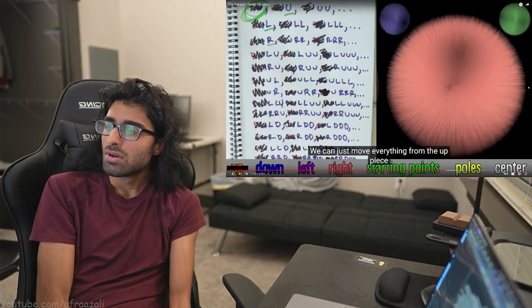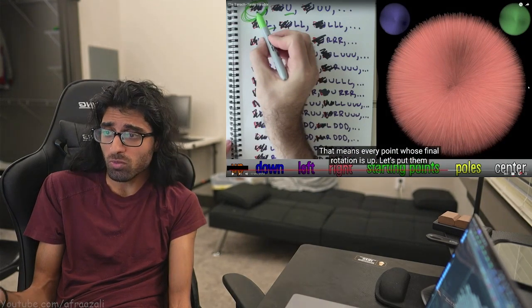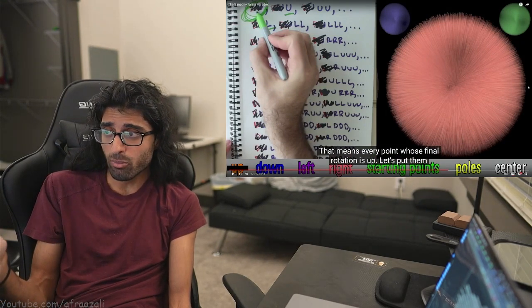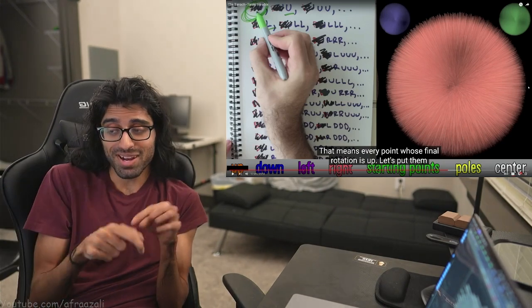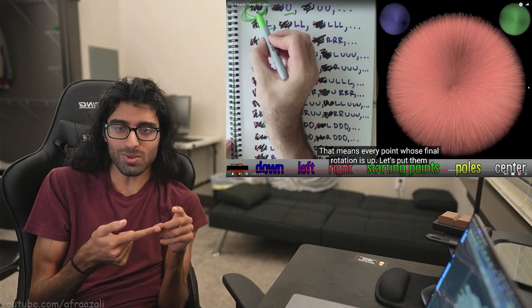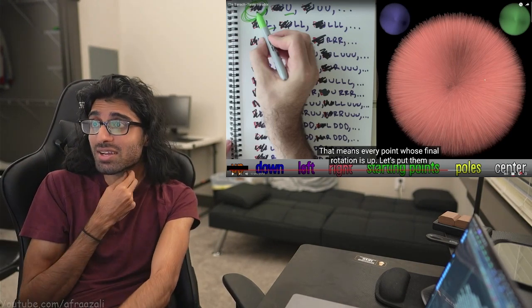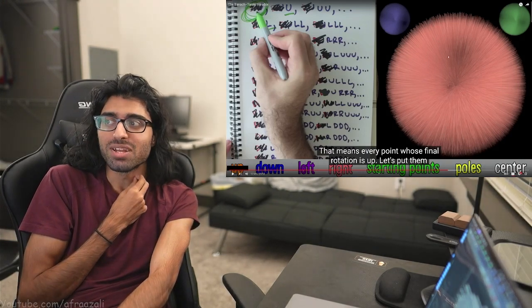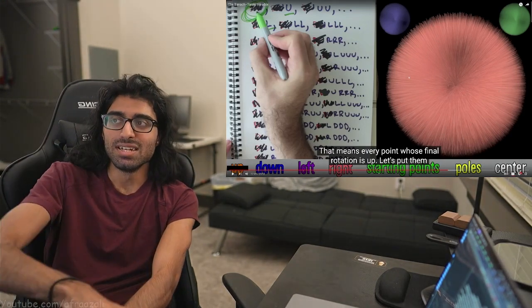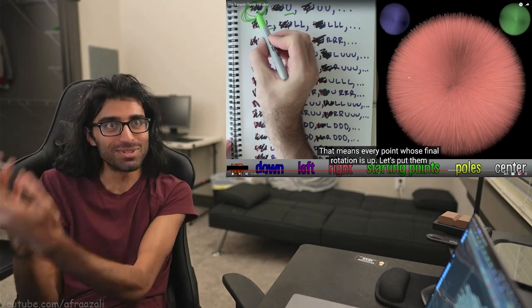Let's just start over. We can just move everything from the up piece that turns into a starting point when rotated down. That means what the fuck is turning into a starting point when rotated down? I thought at some point he was like, we're going to have an uncountably infinite number of starting points, and then they're going to end up in a countably infinite number of poles. So then he just decided to just, you know, fucking shank us right there. And now he's like, but the countably infinite number of points, if rotated, will end up filling in sequences in the uncountably infinite set. How? Fucking how? I thought we established it can't do that.